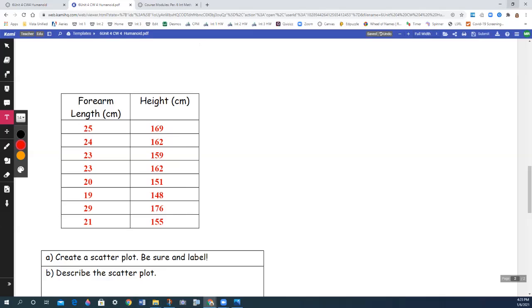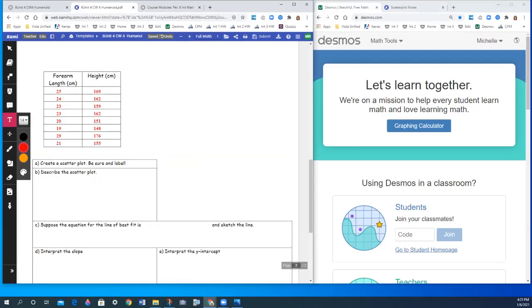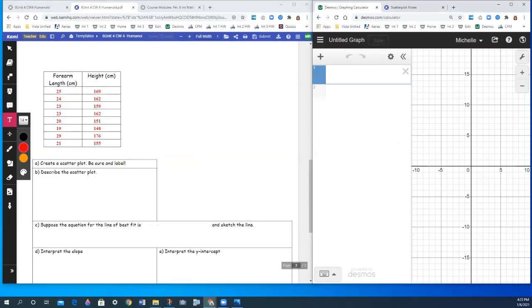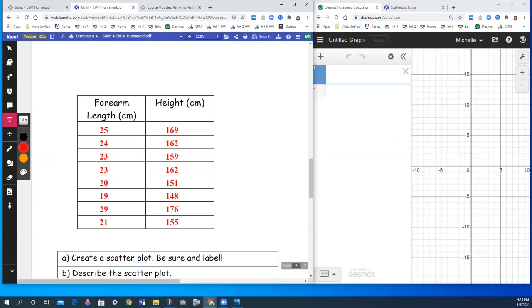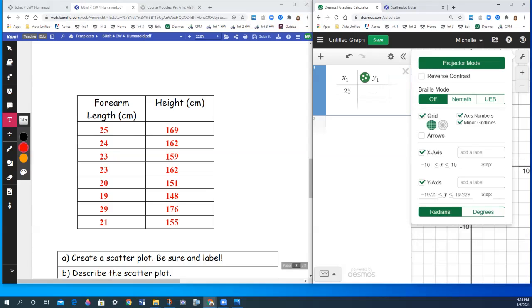And now I am going to put this into Desmos. Okay, so in Desmos, what I'm going to do, and here, let me make this a little bigger so we can see that table. Okay, so in Desmos, you're going to go to the plus sign. Okay, grab table, and then we're going to put in the data. I usually go down. So 25, and I'm just going to go to the wrench. I'm going to put this in projector mode so it's a little fatter for us to see.